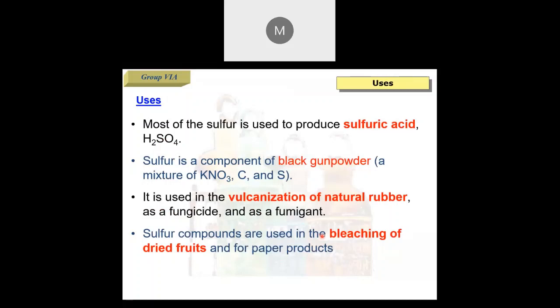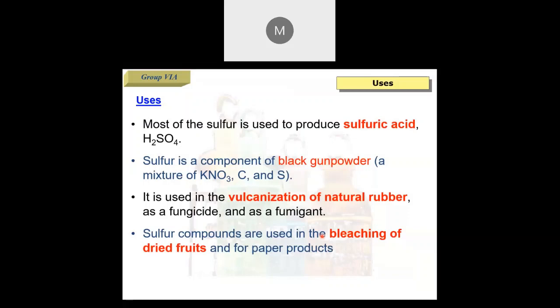Uses. Most of the sulfur is used to produce sulfuric acid. This is a very important compound. One of the uses is in your car battery, the wet car battery. The car battery is actually very corrosive, so you have to be very careful. You can look at what the process involved in the car battery is, and why sulfuric acid is needed. Please look it up.